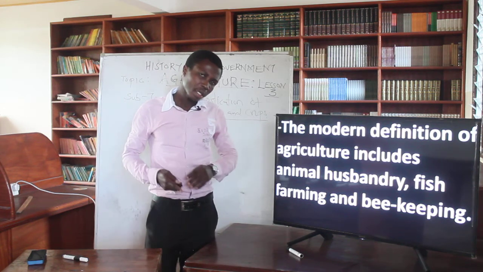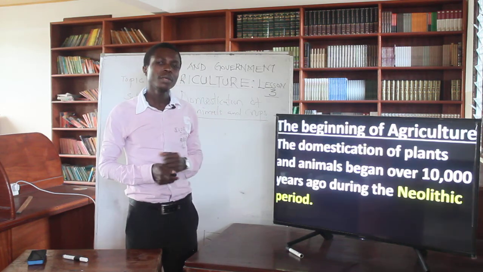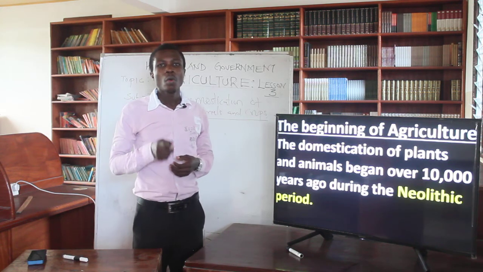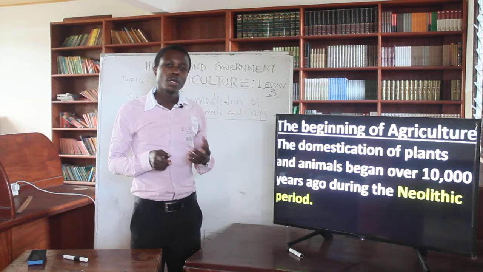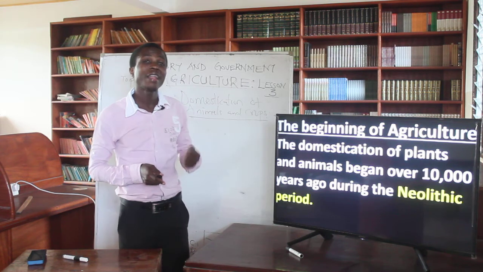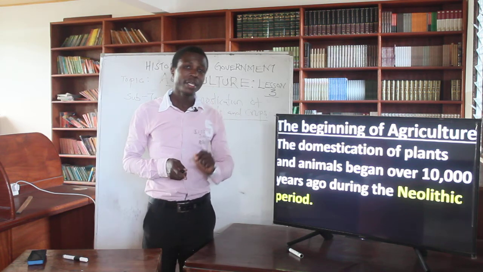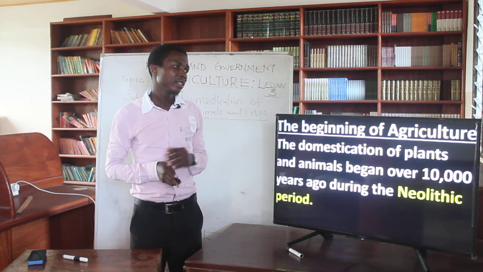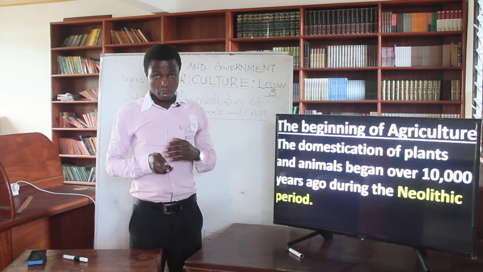Let's look at the beginning of agriculture. How did it start? The domestication of plants and animals began over 10,000 years ago, during the Neolithic period, which is the last period of the Stone Age. The other name is the New Stone Age period. That is the era when agriculture, or the domestication of plants and animals, started.